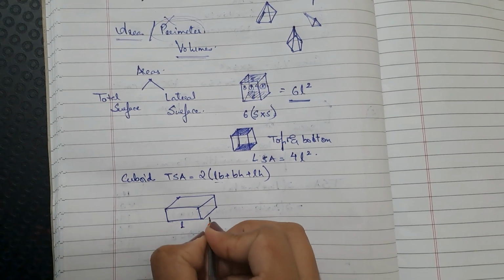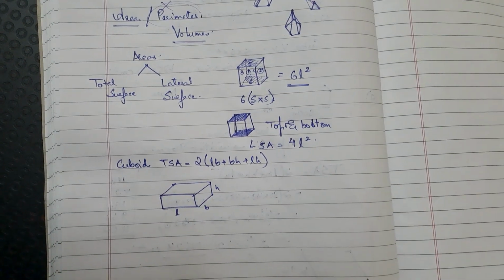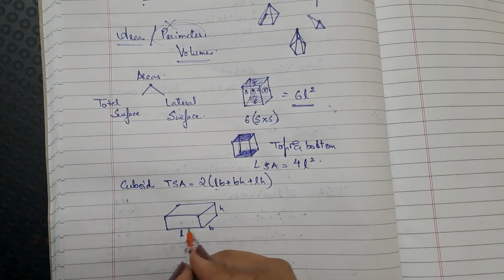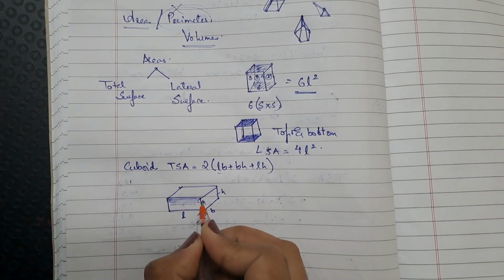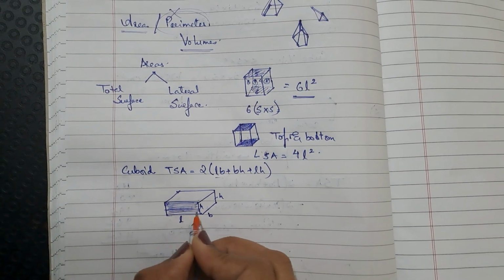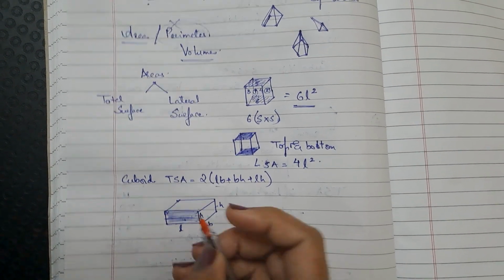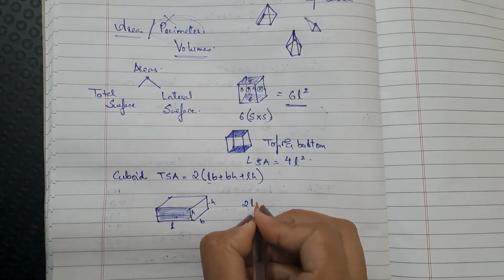Okay, this is length, this is breadth, and this is the height in here. So if I'm talking about this one, if this is H, this will also be H. So if this face I'm talking about, it is LH. LH in the front and the back side, it is going to be 2LH.